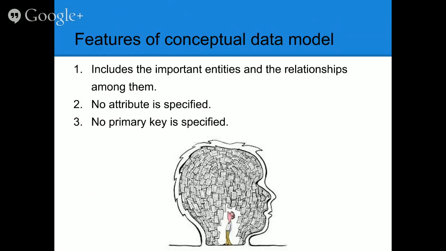There are some features of conceptual data model. The first one is it includes the important entities and the relationships among them. The second, no attribute is specified. The third, no primary key is specified.